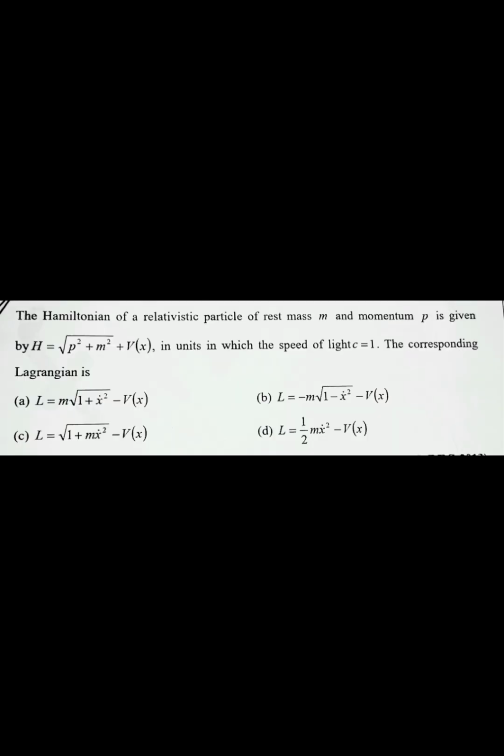The next question: the Hamiltonian of a relativistic particle of rest mass m and momentum p is given by H is equal to square root of p square plus m square plus V of x, in units in which the speed of light c is 1. The corresponding Lagrangian is dash. So here we need to find the Lagrangian from the Hamiltonian. Here H is equal to square root of p square plus m square plus V of x.